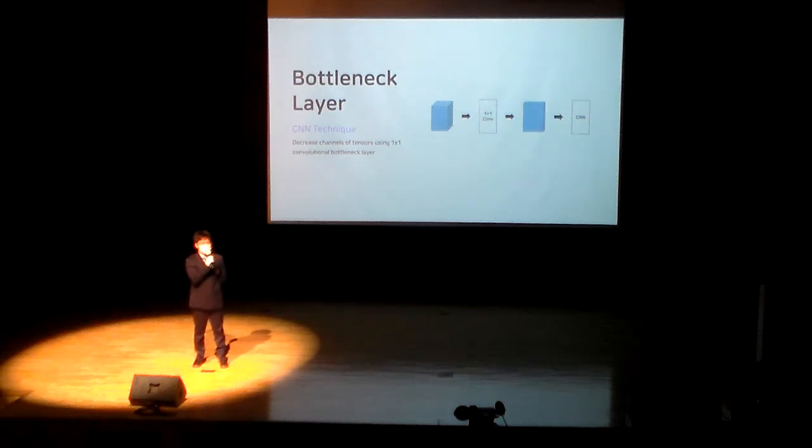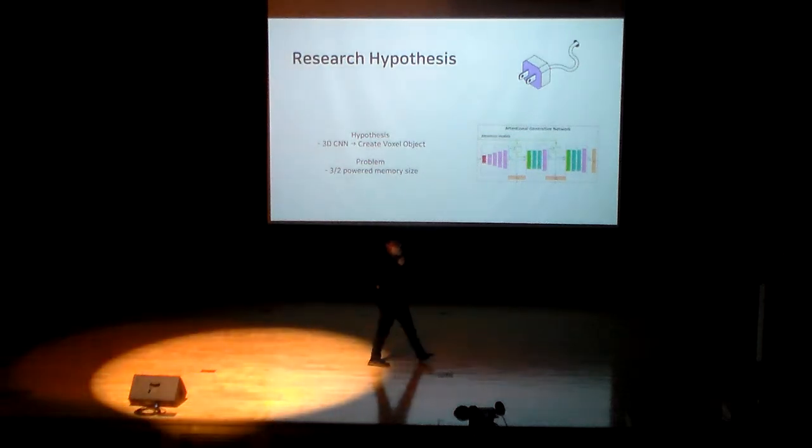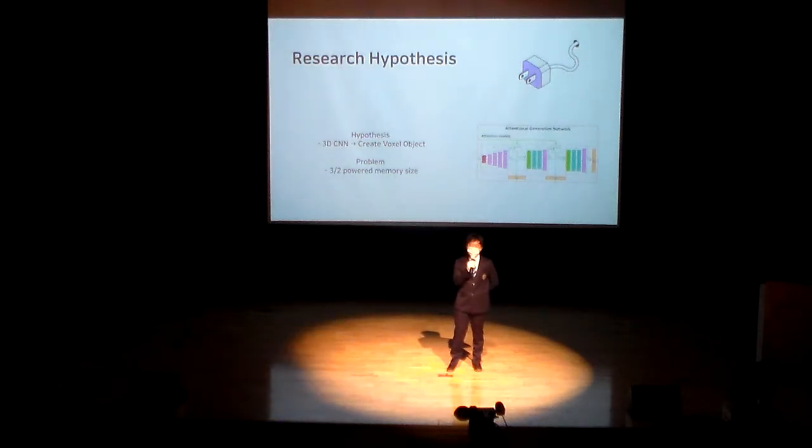Bottleneck layer is a technique used in convolutional neural networks. Using a one-by-one convolution layer, we can decrease the channels of tensors. The decreased-channel tensor goes into the next CNN so that the amount of computation can be decreased while the performance doesn't decrease largely.